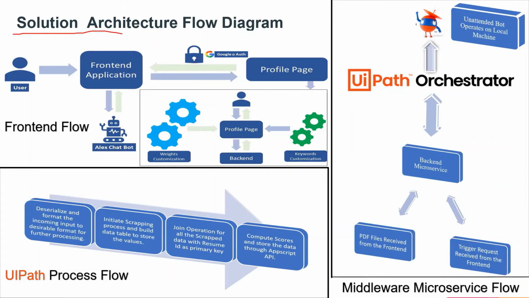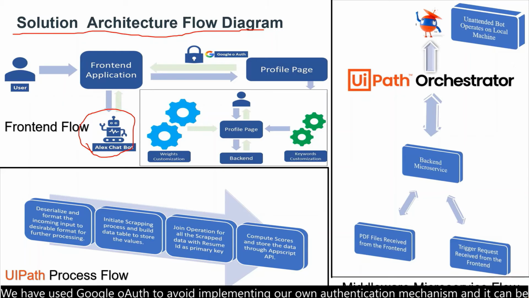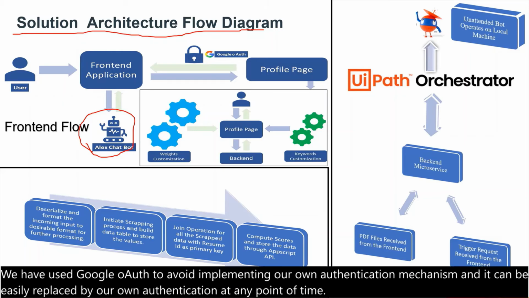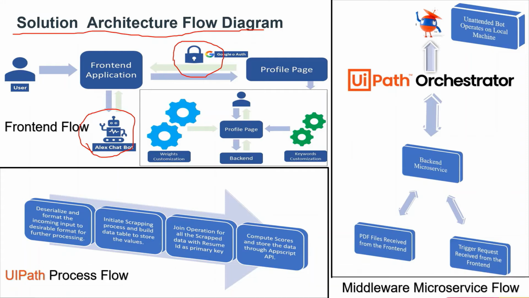So talking about the solution architecture flow diagram individually, how the flows are working. As you can see in the front-end flow, once the user interacts with the front-end application, they are free to use the Alex chatbot for clearing queries. But if they want to use the application, they are supposed to authenticate themselves using Google OAuth. Once the authentication is successful, they land on a profile page where they can interact with our actual product. They have the weight customization options and the keyword customizations. Basically, these are all the configuration settings. Anyway, we are going to see a demo of how these work, but the idea is to provide them with the customization parameters.